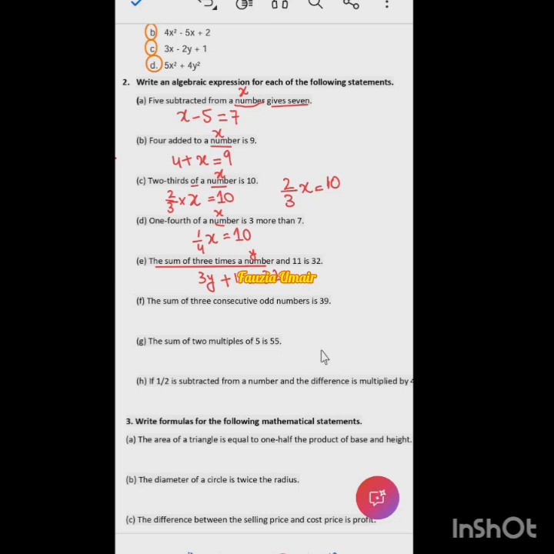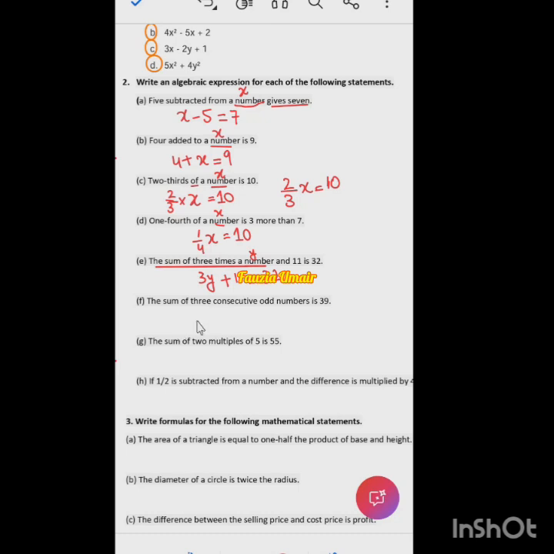Are you getting this? Is it making sense up till this point? Alright, so now this is a tricky one. The sum of three consecutive odd numbers.